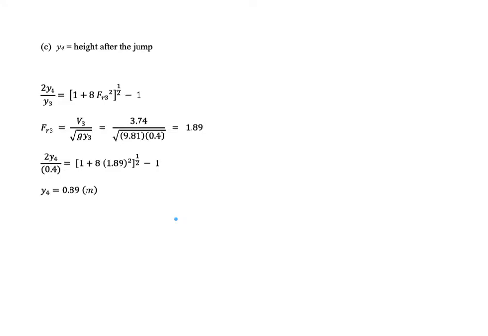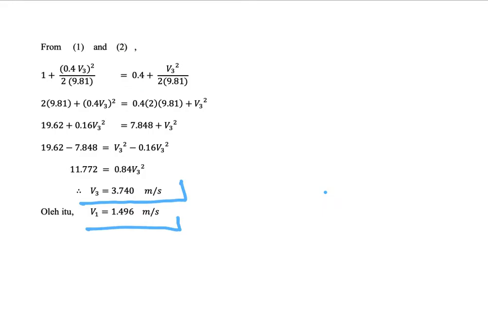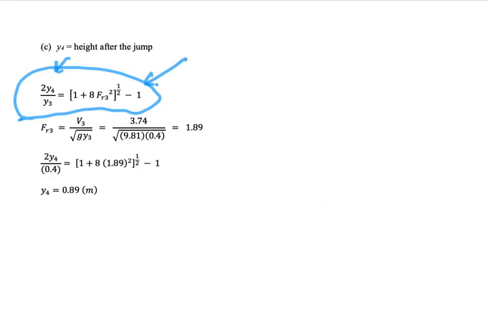Then we could calculate the height after the hydraulic jump. We know this equation, and I hope you could change the subscript here. We have 4 and 3, because according to the diagram, 4 is the point after the hydraulic jump, and point number 3 is the point before the hydraulic jump. So the equation will become like this one. Then we need to calculate the Froude number at point 3, and we get it is equal to 1.89, and then we could calculate the value of y4, which is 0.89 meters.